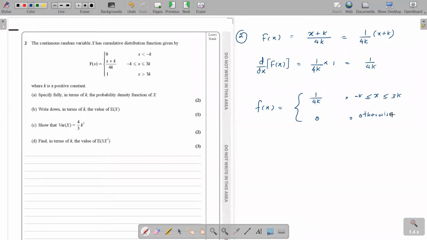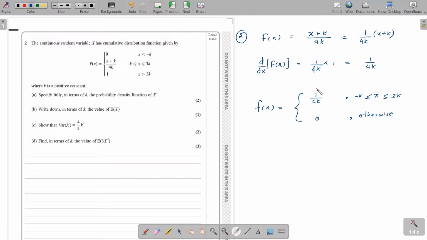Is that clear? Then in the next part, I think you need to realize that 1 over 4k is actually a constant. Your PDF is in terms of a constant, right? It doesn't have any x value in it. So what does this remind you of? What kind of a PDF are we talking about here?